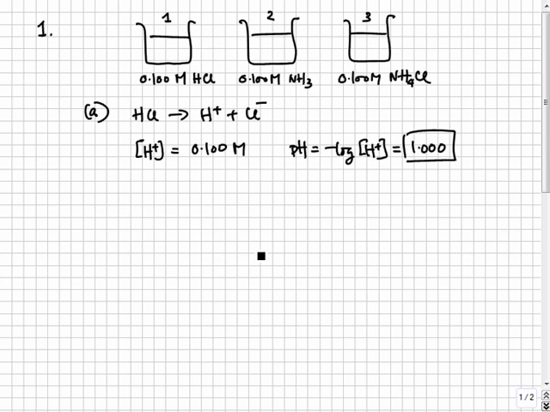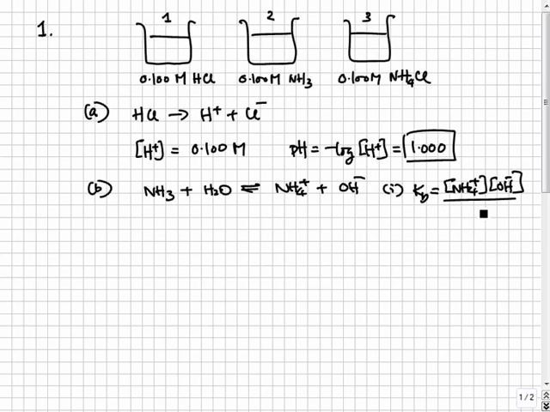1.000. Part B. Ammonia is a weak base, so when ammonia is dissolved in water, it undergoes this equilibrium: NH3 plus H2O going to NH4 plus and OH minus. The Kb is the equilibrium constant for this base hydrolysis equilibrium. So it's equal to the product of the concentration of the products divided by the concentration of the reactants, except water is a pure liquid, so its concentration is not included. So Kb is equal to the NH4 plus concentration multiplied by the OH minus concentration divided by the NH3 concentration.